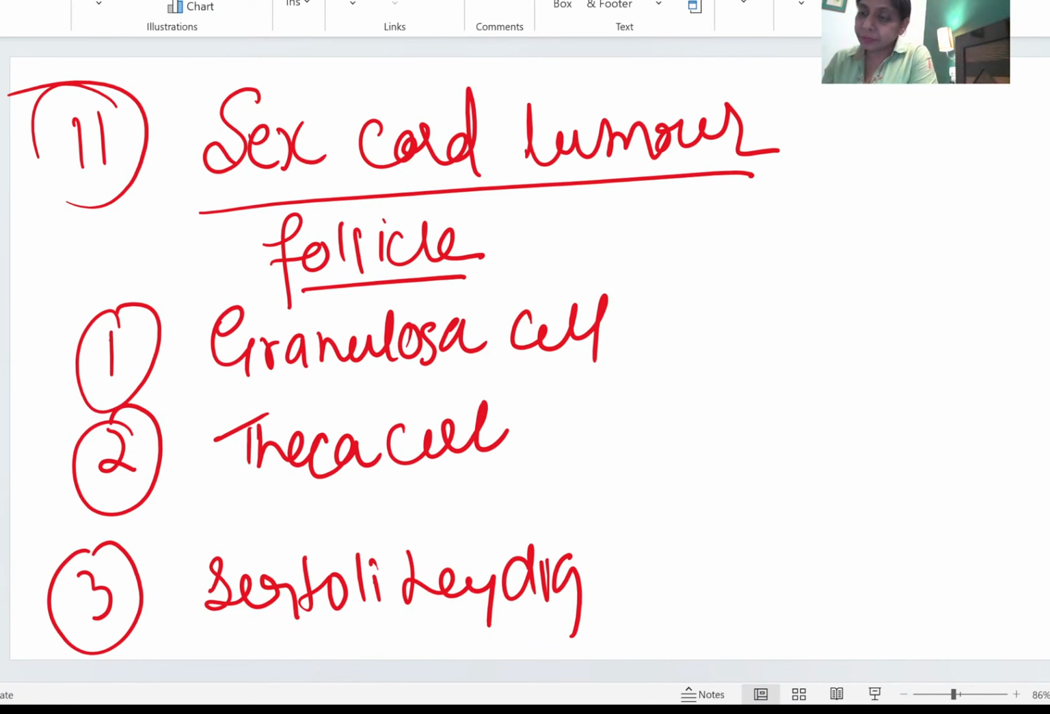Okay, yes, you're right, Dr. Sumit, that in Sertoli cell tumor amenorrhea occurs due to high testosterone values, but Sertoli cell and Leydig cell tumors are not so common. Okay.